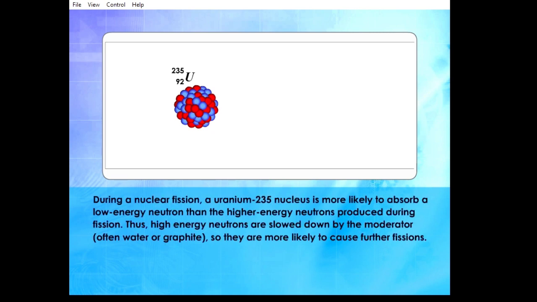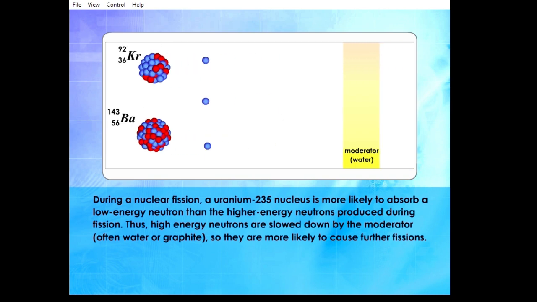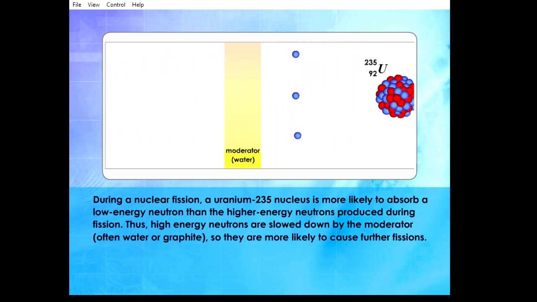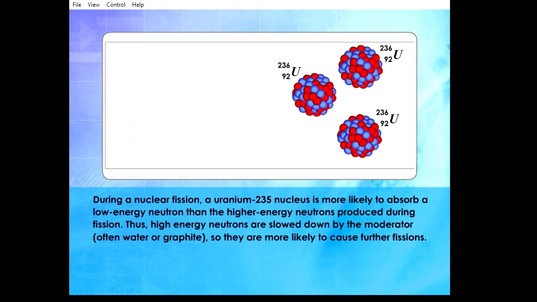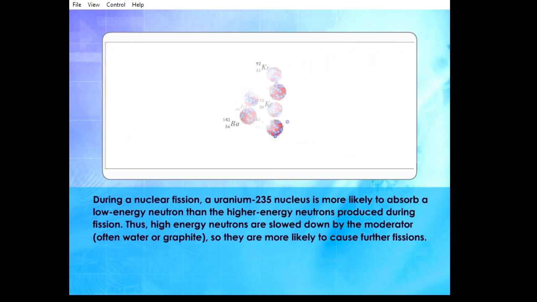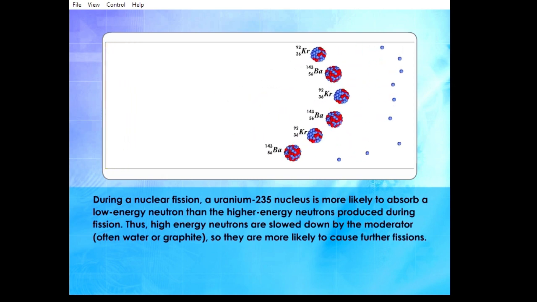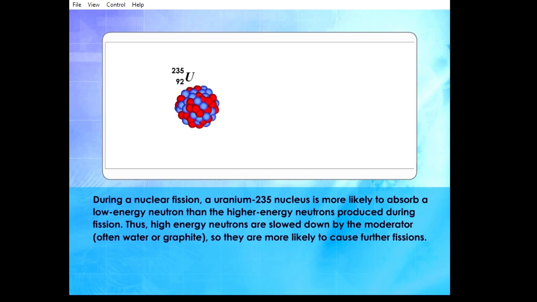During nuclear fission, a uranium-235 nucleus is more likely to absorb a low-energy neutron than the higher-energy neutrons produced during fission. Thus, high-energy neutrons are slowed down by the moderator, often water or graphite, so they are more likely to cause further fissions.